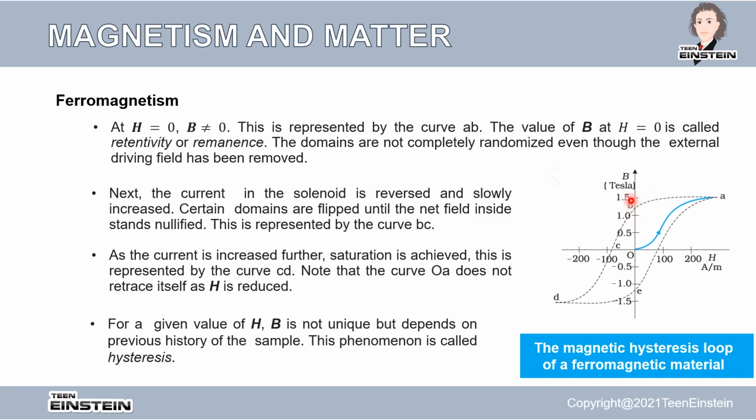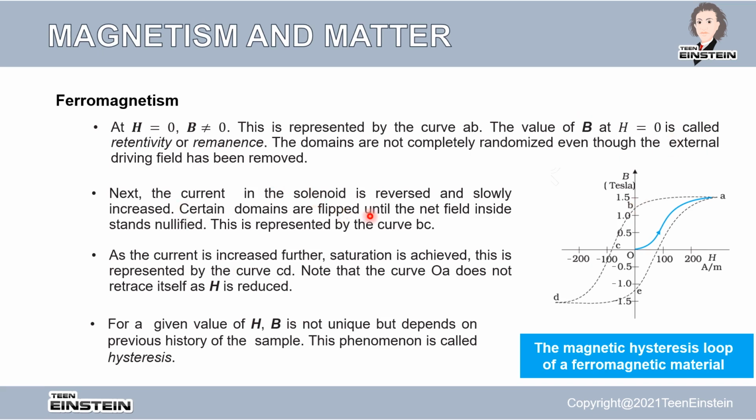This is because the domains interact with each other, just like how we talked about in the beginning. So the domains interact with each other and they form some sort of an alignment. That's why when H equal to 0, B is not equal to 0. But in paramagnetism, when H equal to 0, B has to be equal to 0, right?